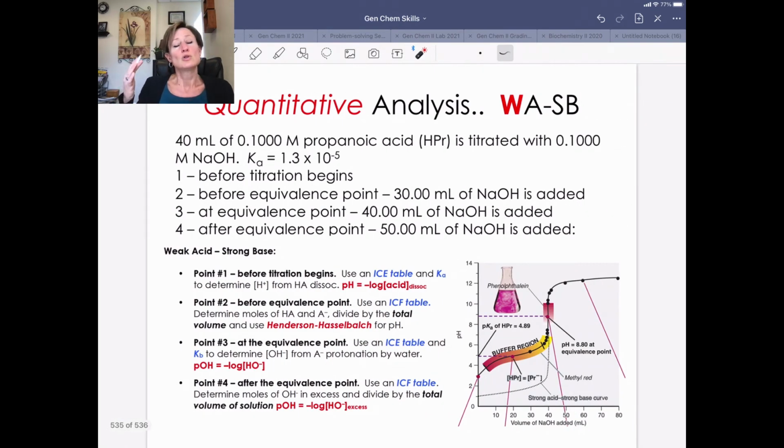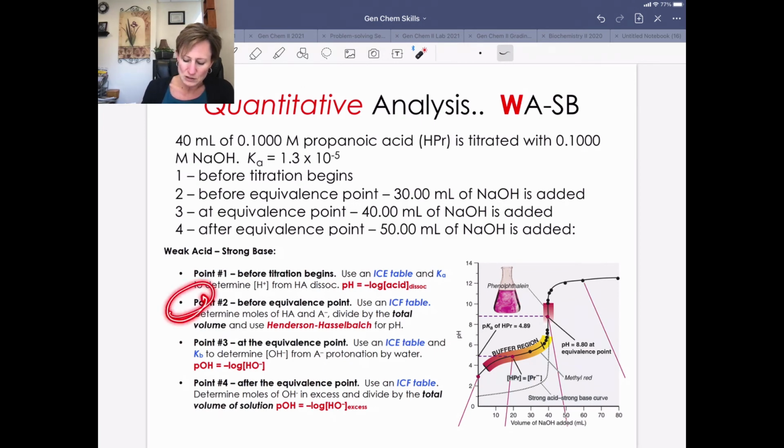All right, so a weak acid strong base calculation. The extra problem that's online, the extra credit Edpuzzle video, has to do with thinking about titrating 40 milliliters of a 0.1 molar propanoic acid solution with 0.1 molar, here's our strong base, sodium hydroxide. Four different calculations: before you begin, before the equivalence point, at the equivalence point, after the equivalence point. Before you begin, we've got a weak acid, so we need to use an ICE table and a Ka value to think about what's going on there.